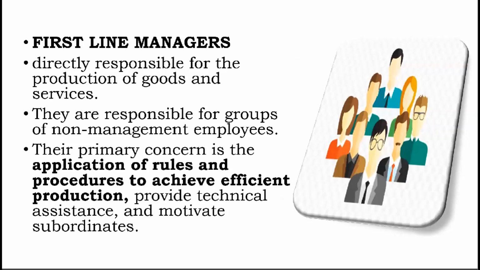Ang first line manager naman po, this is directly responsible for the production of goods and services. So, ang primary concern po ni first line manager is the application of rules and procedure to achieve the efficient production. Sila na po yung mag-a-apply ng mga rules na sinet ng top manager and dapat makapag-produce po sila efficiently. Okay, so, first line manager po, paki-take down notes that they are the first or the second level of management.